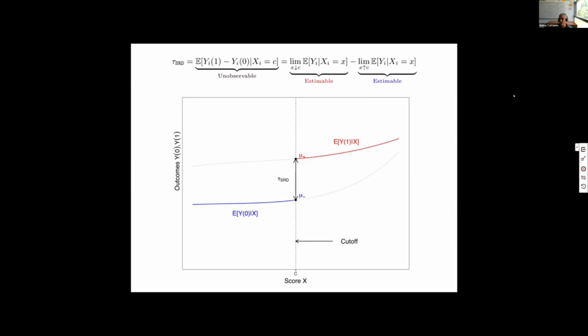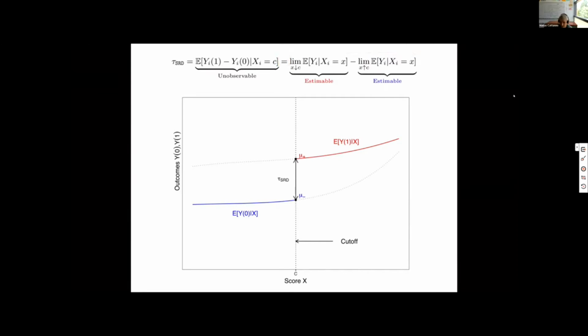But putting that aside for today, the key part of this slide is to argue that something that is unobservable, that is based on the underlying potential outcomes, of which only one of them we can see for any one unit, depending on whether they have scores below the cutoff or above the cutoff. That difference can be represented as something based on observable data.